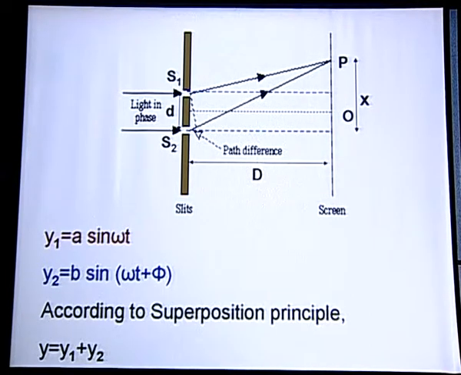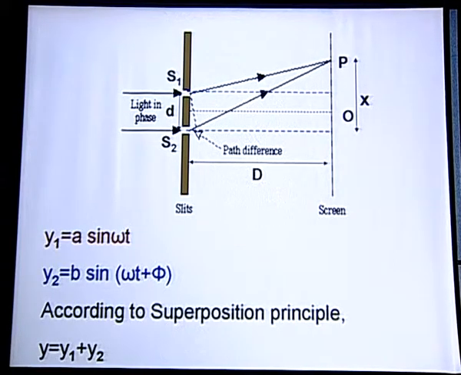So, suppose one of the waves is traveling, and we take the displacement of the first wave as y1, which is equal to a sin omega t. Another wave we take, y2, which is equal to b sin(omega t plus phi). Phi is what? That is the phase difference, and this should remain constant.